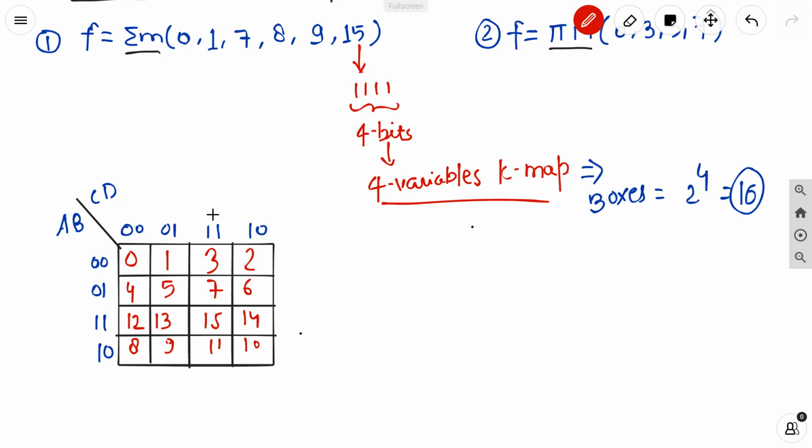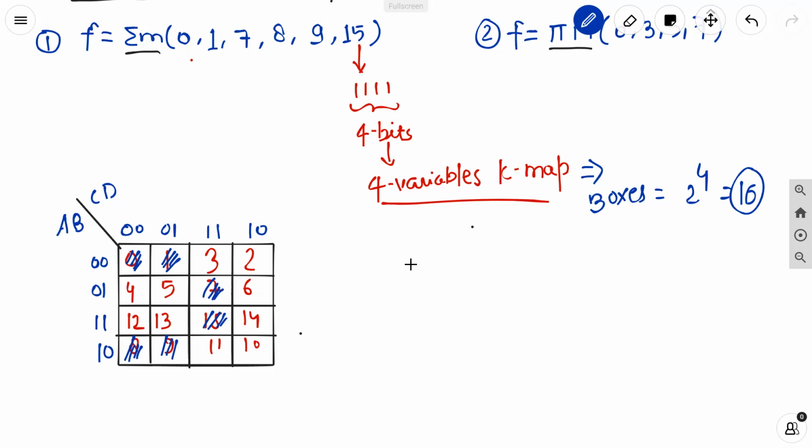Now we have to fill in 1 at the places where the min terms are available. We have the min terms 0, 1, 7, 8, 9, and 15. So simply put 1 where the min terms are available: at 0, 1, 7, 8, 9, and 15. These are the boxes where we have to put the 1. So we simply put the 1 here.